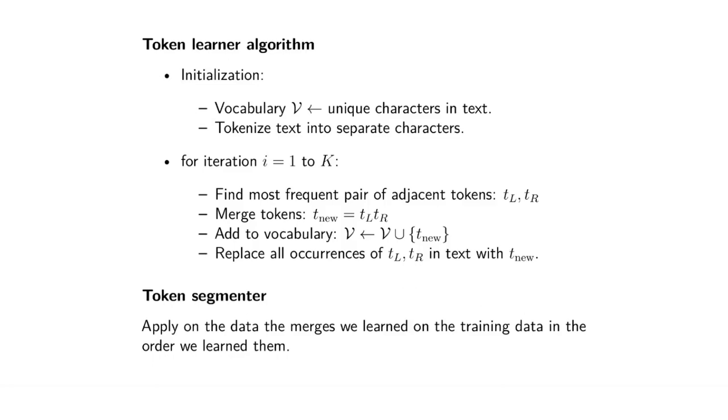So you run it for a fixed number of iterations, typically till you get the number of units that you're looking for. Now I get a new text that I want to process. And what I would then do is apply the merges that we've learned on the training data to the new data, in the same order that I've learned them. Let's look at an example, because then it will actually make more sense.